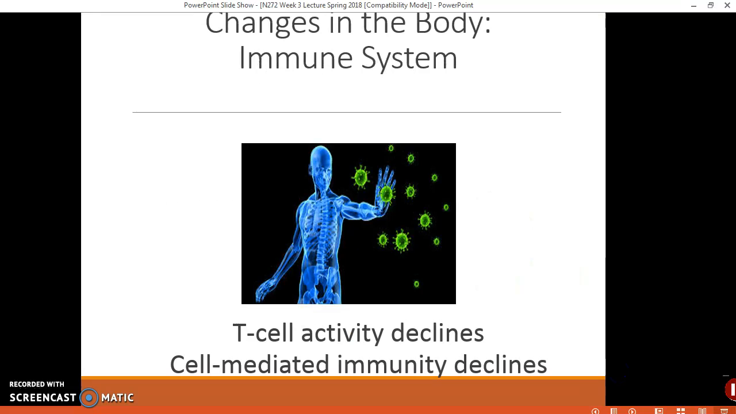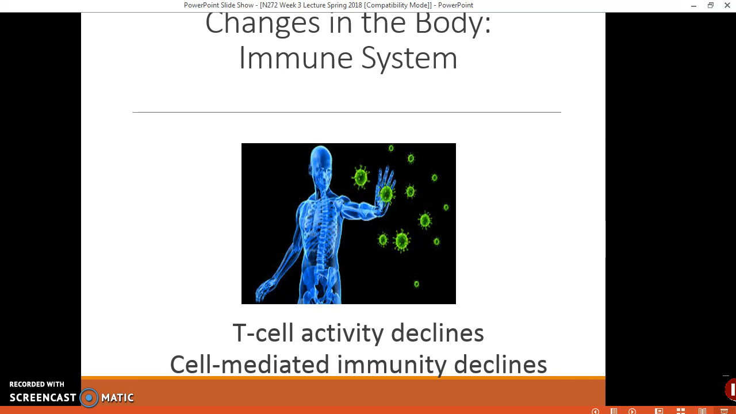Changes in the immune system. The T cell activity declines. Cell mediated immunity also declines, which puts our older adult at high risk for catching viruses, bacterial infections. They don't have the ability to fight off infections with that decline in their immune system.